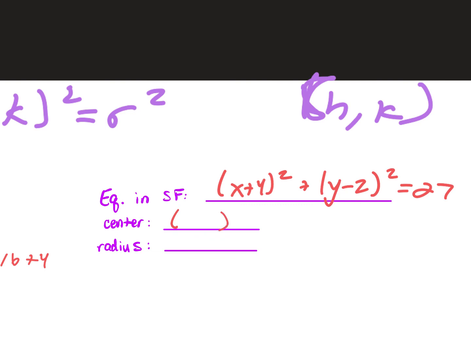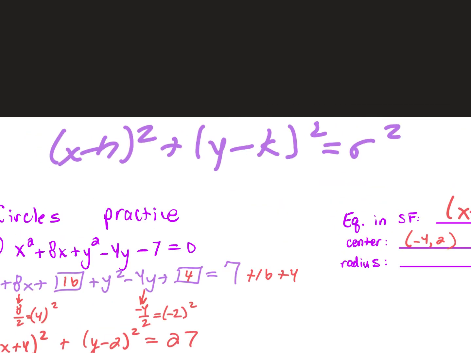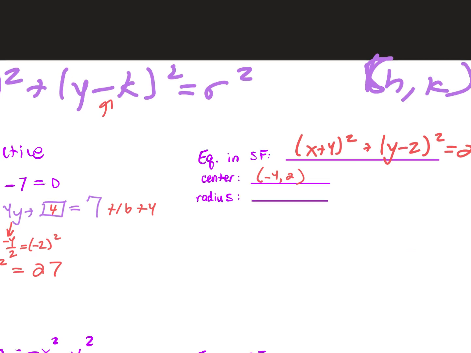What's the center? It's -4, +2. It's the opposite of what's in the parentheses. Because look, in your equation here, this is a negative. So when you pull it out, you got to switch the signs. What is the radius?